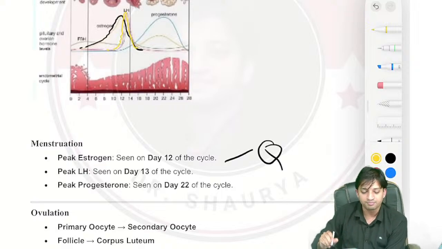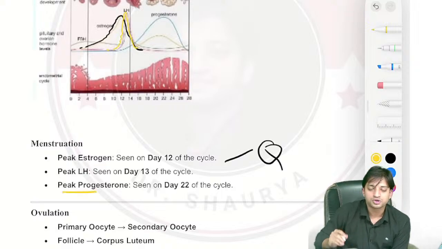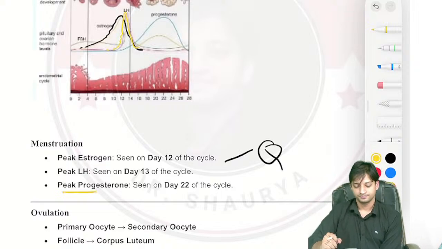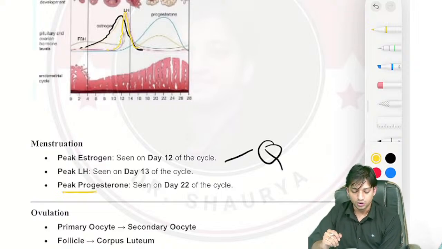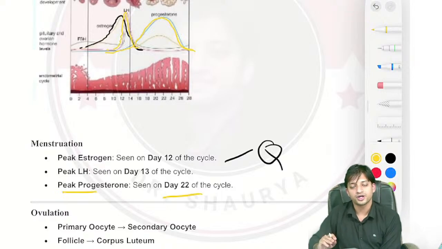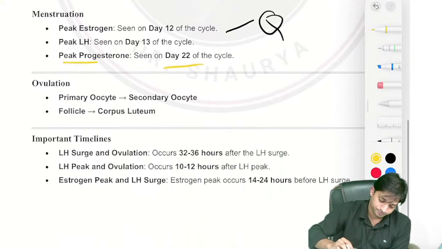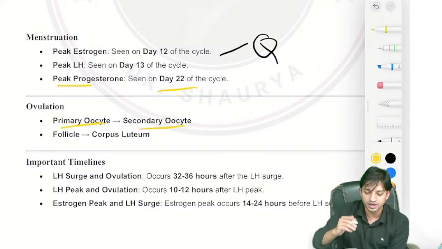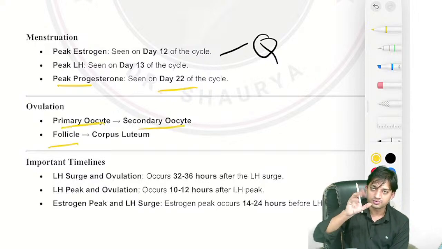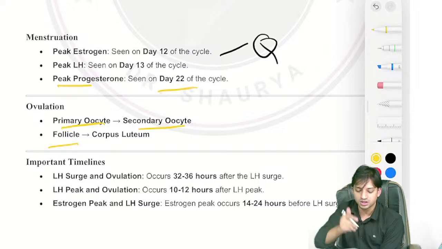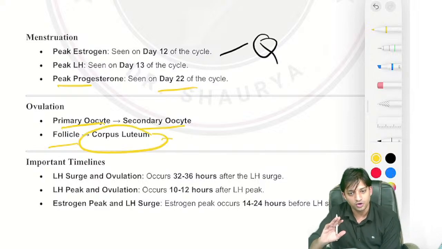After that, progesterone. Peak progesterone will take time to peak. Why? Progesterone is being made by the corpus luteum, right? So the corpus luteum will take time to peak, so it will be seen on day 22 of the cycle. Now, ovulation, you know the process: primary oocyte is converted to secondary oocyte, right? The mature Graafian follicle ruptures and gives the ovum and converts into the corpus luteum that we already know.